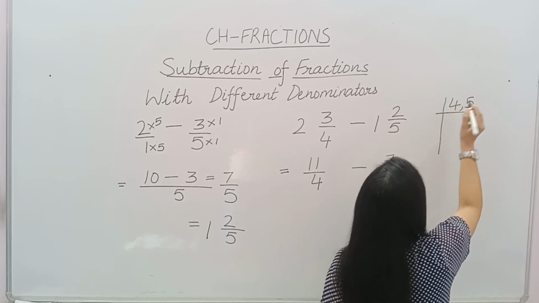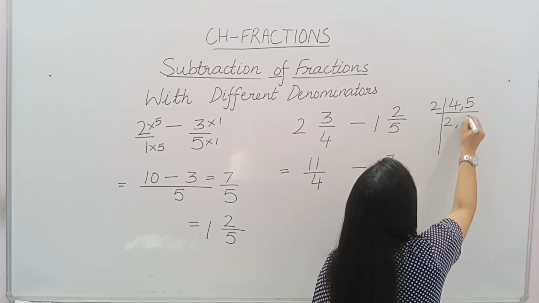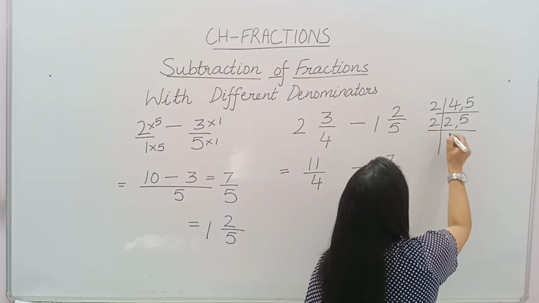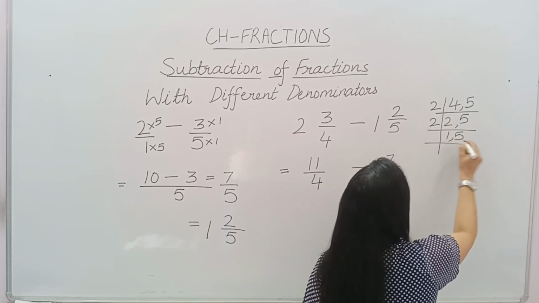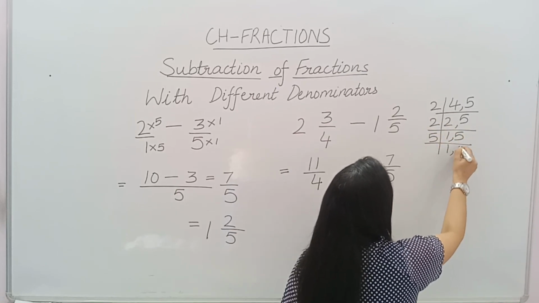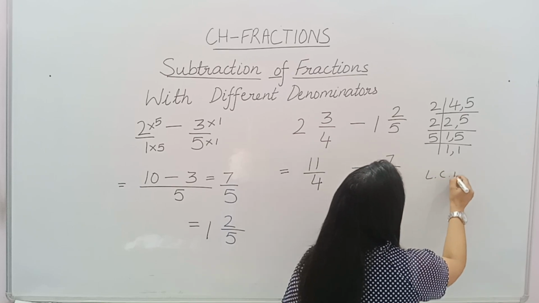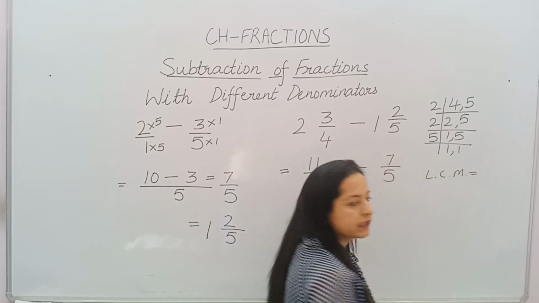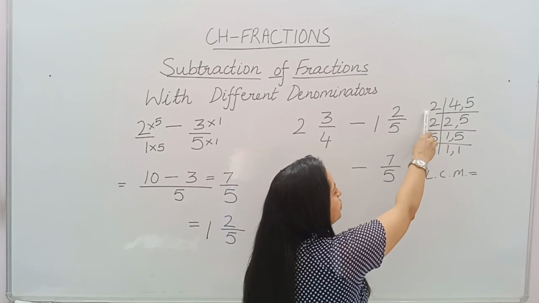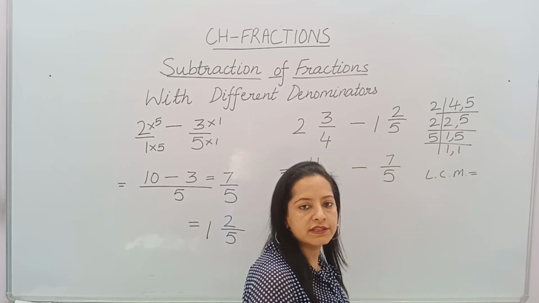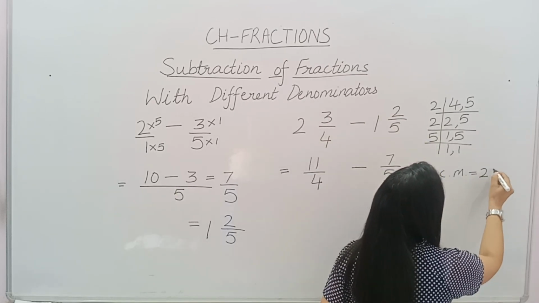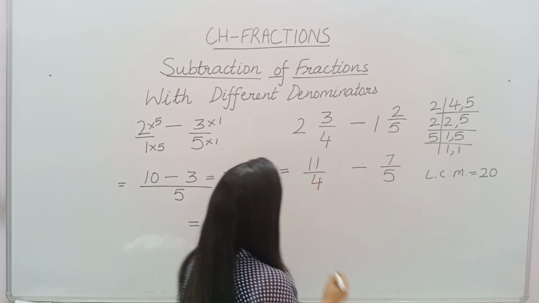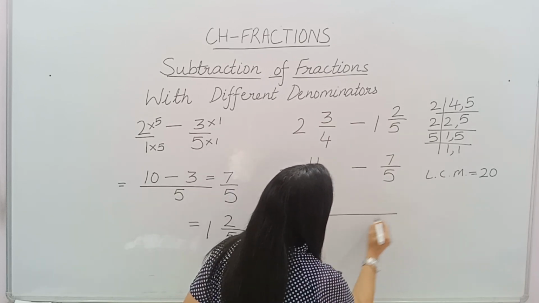Now for the LCM of 4 and 5, we'll start with 2, 2 twos are 4, then again 2, 2 on the other side; 5 as it is we have copied, then 5, 5 ones are 5. So now we have the LCM, and the LCM is equal to 2 twos are 4, and 4 fives are 20. So the LCM is equal to 20. So we write the LCM here, 20.